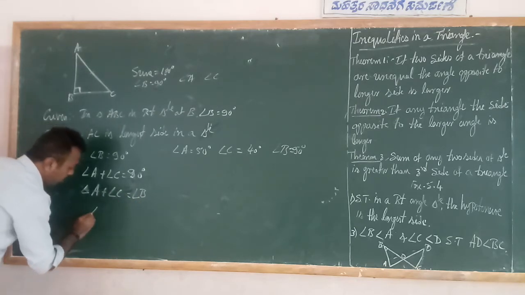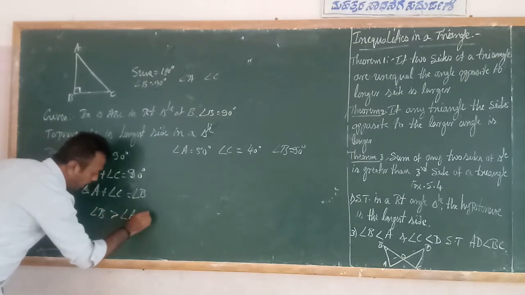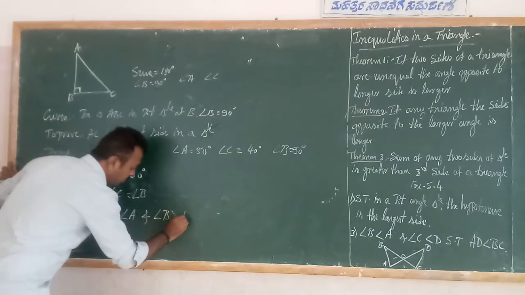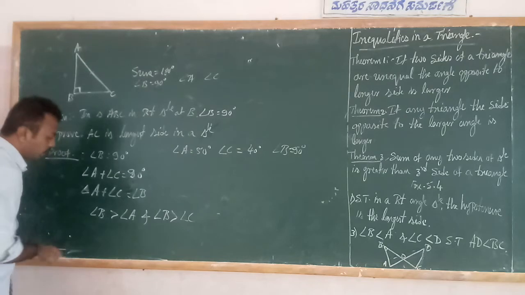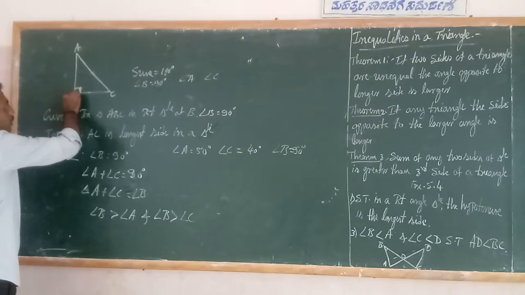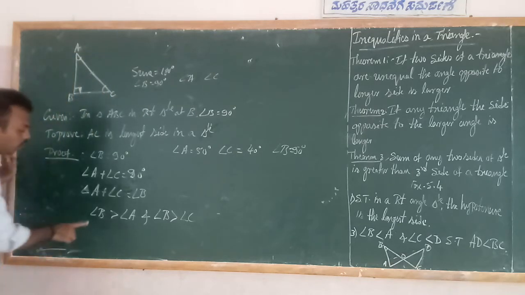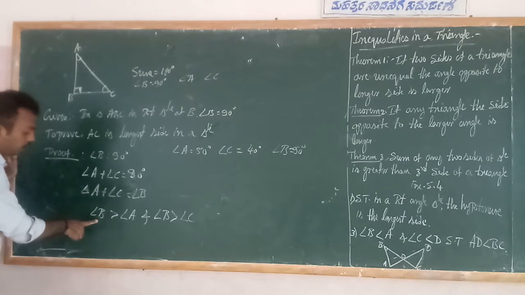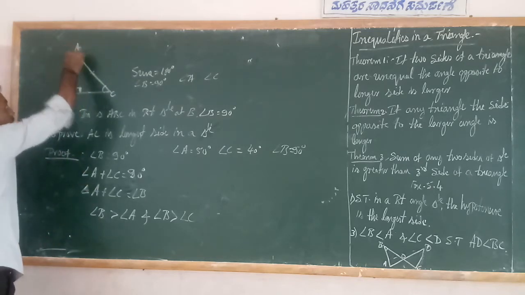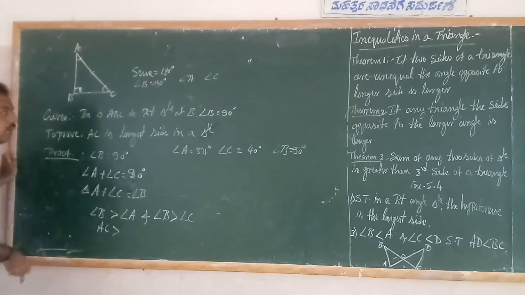Correct? So angle B is greater than angle A and angle B is also greater than angle C. Got it? See students, angle B is greater than angle C and also angle A. So what is the opposite side of angle B? AC. So AC is greater than the side opposite angle A.